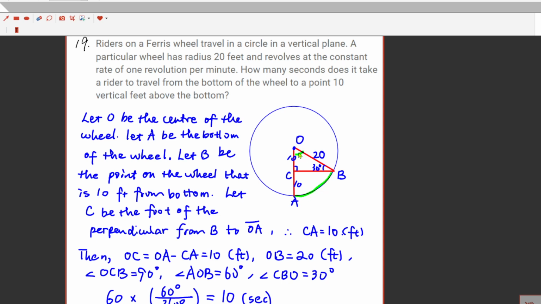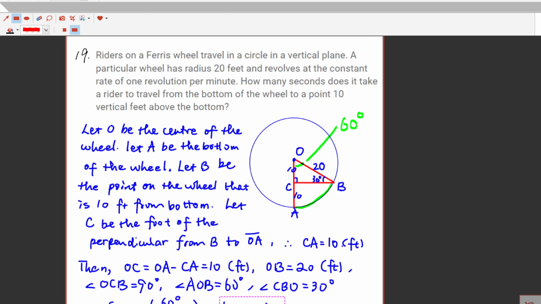Because you know this angle is 60 degrees, right? So it will use 1/6 of the 1 minute, or 60 seconds. 1 minute is 60 seconds, right? So the final answer is it will cost him 10 seconds. Okay, any questions?